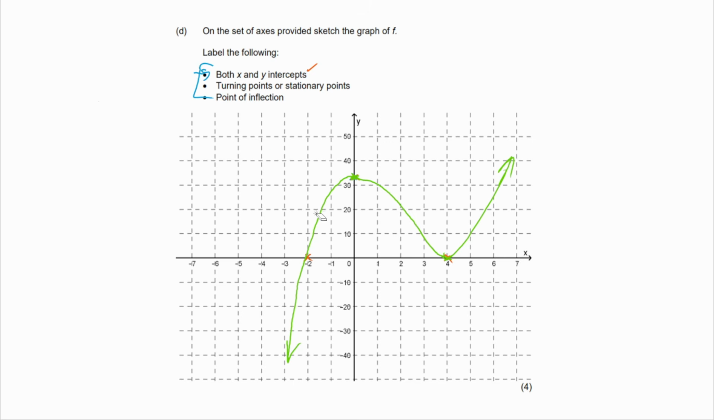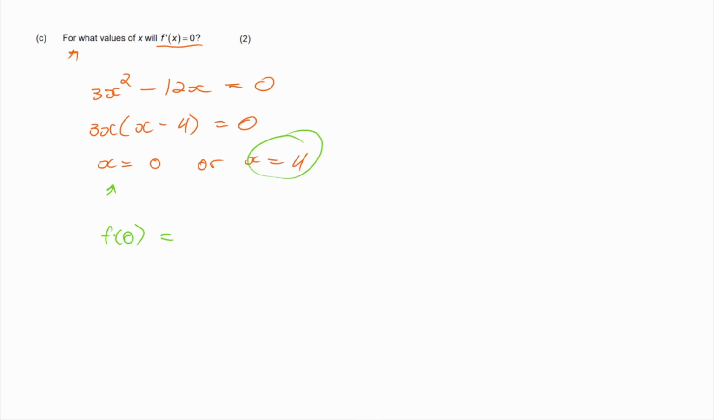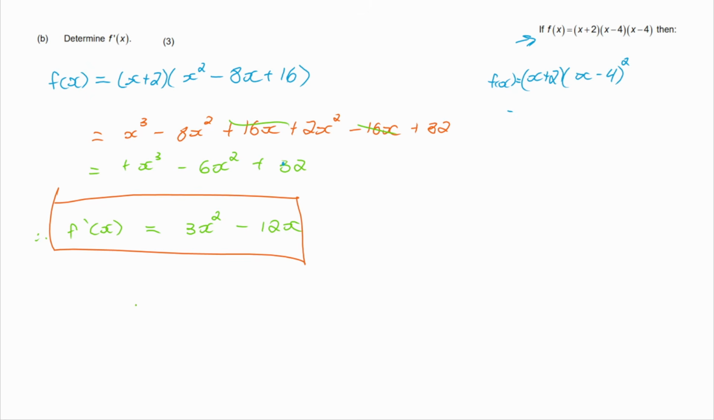Okay, but one thing we haven't done yet: we have the coordinates for the x and y intercepts, we have the coordinates for the turning points. Now we just need to find the point of inflection. Okay, so to find the point of inflection, we have to find the second derivative. Okay, we need to find f prime, f double prime.